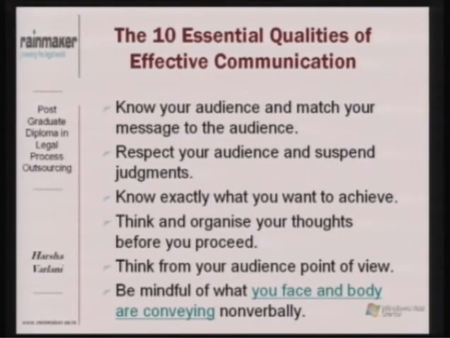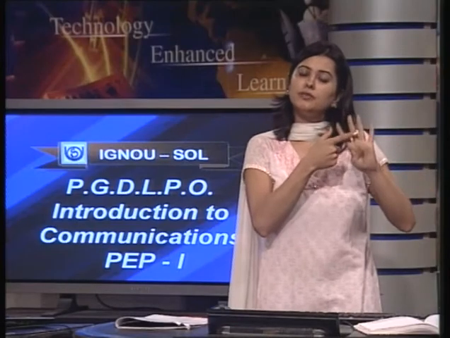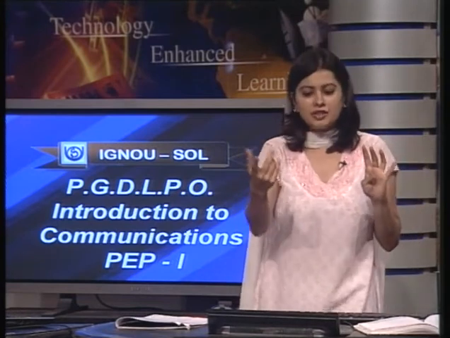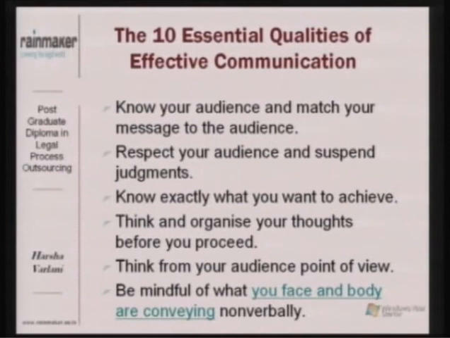Know exactly what you want to achieve. The third point. What do I want to achieve? For example, when we spoke about goals of communication, right? You have the 4 main goals. Know exactly which one of those 4 goals you want to achieve. Once you know exactly what you want to achieve, automatically your communication gets that much more effective. First think, then organize those thoughts. After you organize those thoughts, then you proceed.